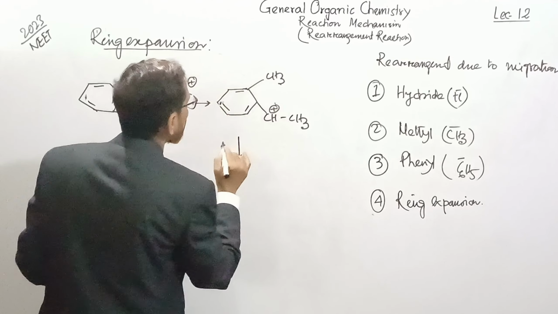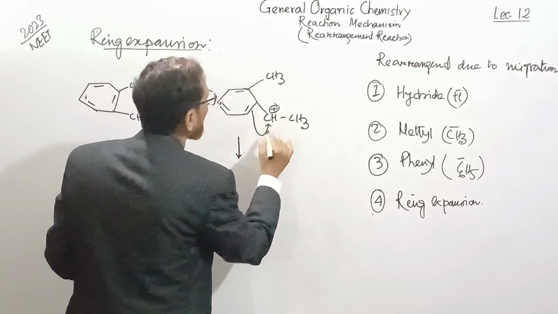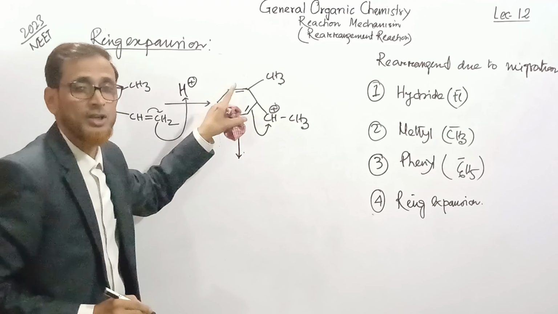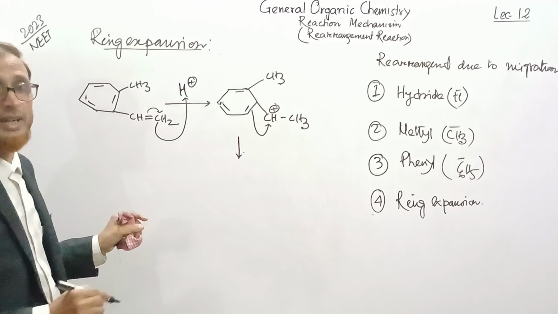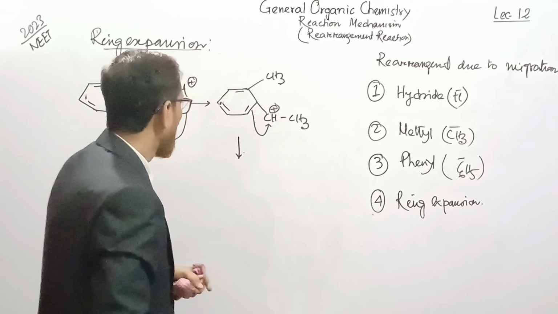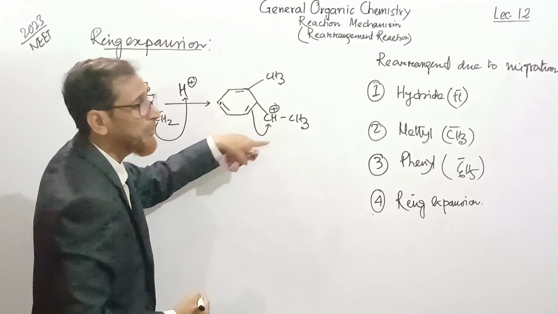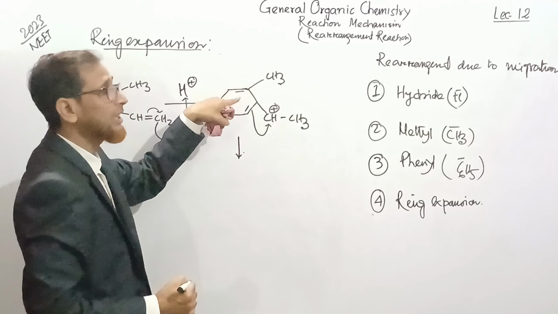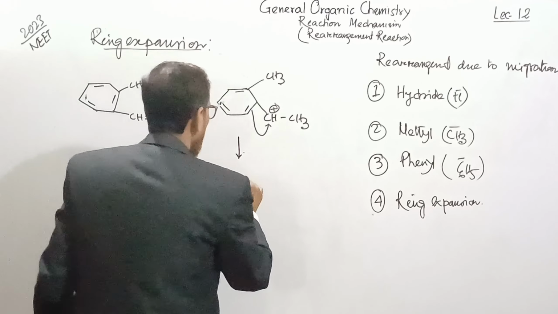So what happened here is that the bond will extend to this one. That is called ring expansion, and this has less stability. And we know that rearrangement occurs to get the more stable carbocation. So here the stability occurs through expansion. When this ring expanded to give that arrow means a bond. So 5-6 bonds are already there in the benzene, so the arrow means 7. We are getting a 7 ring.